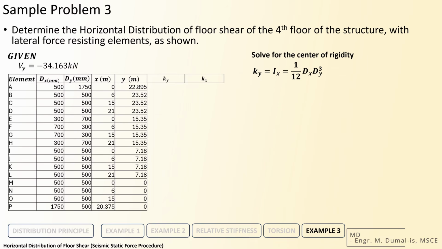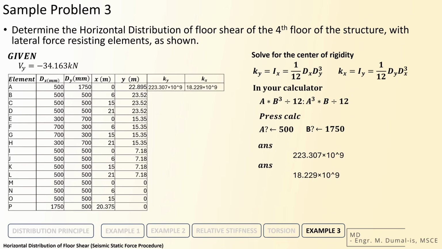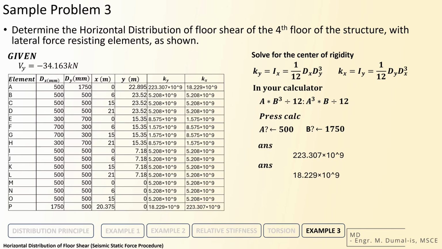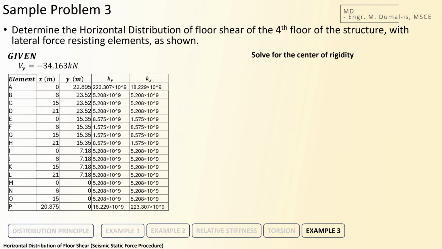With the element properties tabulated, we can efficiently compute stiffness values in the x and y directions, kx and ky, using a calculator's table functions or spreadsheet-like operations. By organizing inputs into columns, we leverage sequential formulas to automate repetitive calculations. Now, let's calculate the coordinates of the center of rigidity.